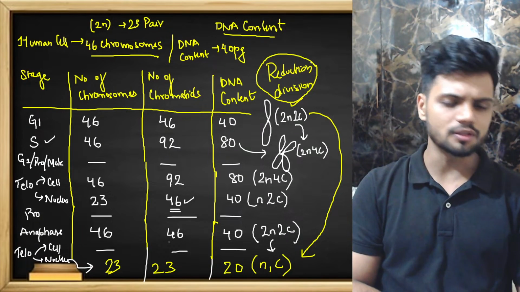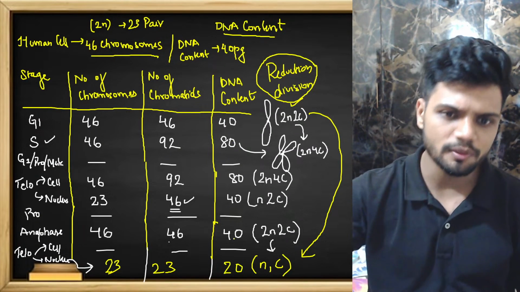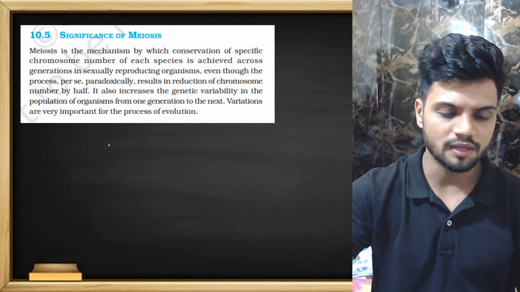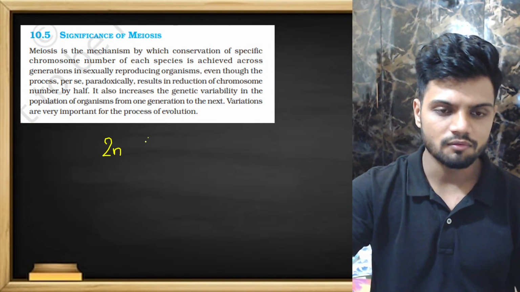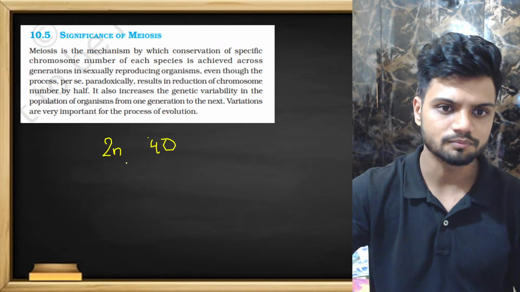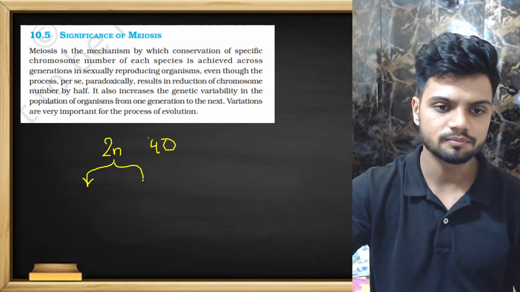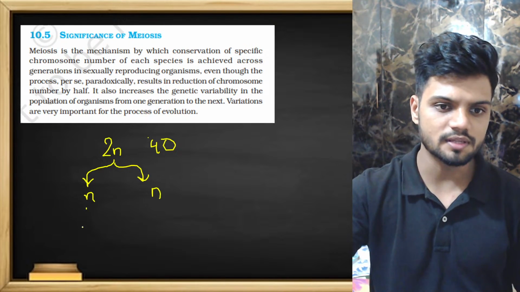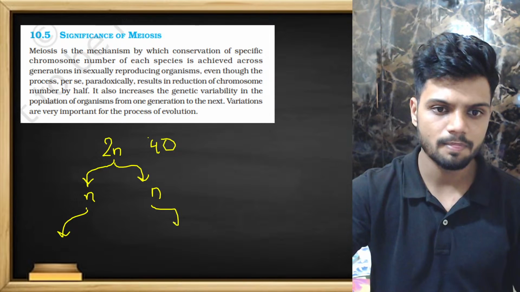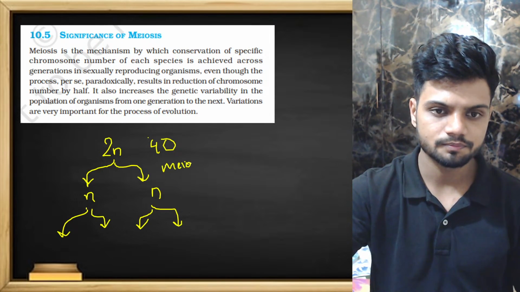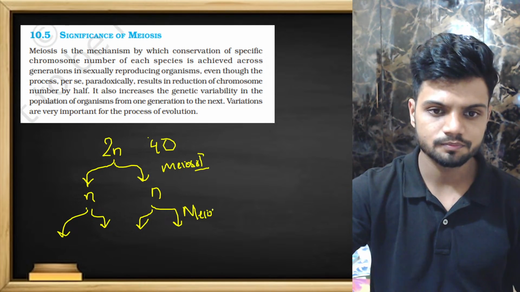Now you can ask me one small thing here. Sir, here you told me 20. So what is happening right now is we have here one diploid cell. How many picograms was this? 40 picograms. It gave you two daughter cells, which were N, N, after meiosis 1. This is after meiosis 2.